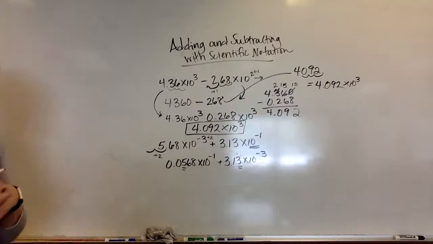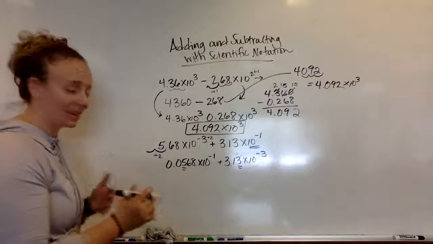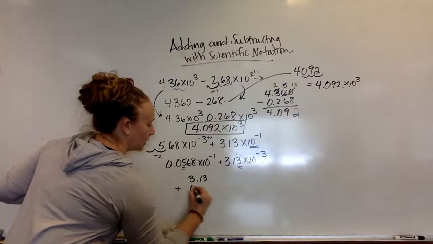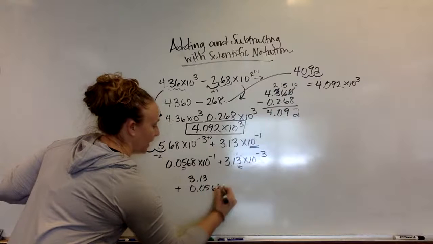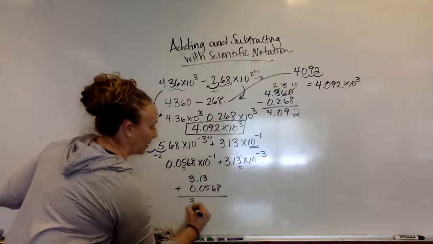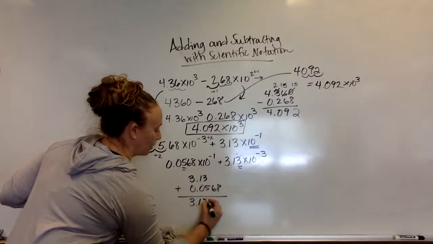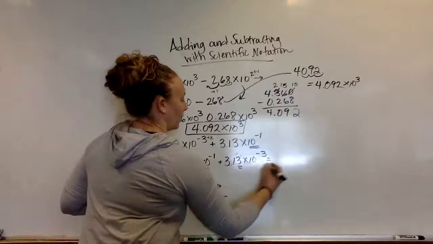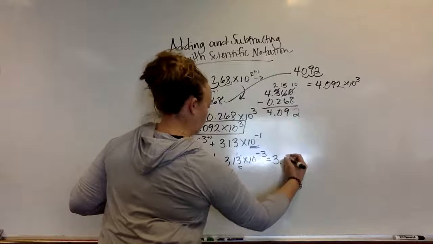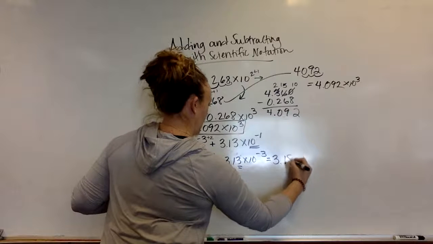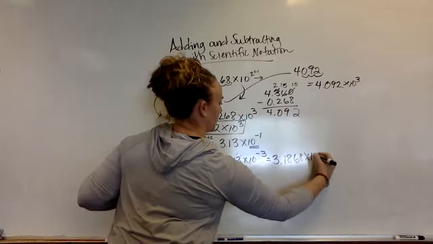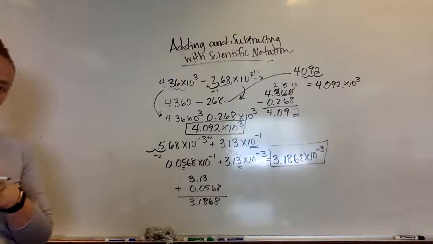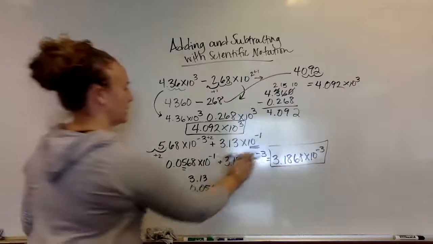Now when I look at it, the only numbers I need to add together are the 3.13 and the 0.0568, which means I have a lot less work to do than I thought I would. So 3.13 plus 0.0568, if I add those together, I get 3.1868. That equals my final answer, 3.1868 times 10 to the negative first. Oh, sorry, I said 10 to the negative third at first. Done.